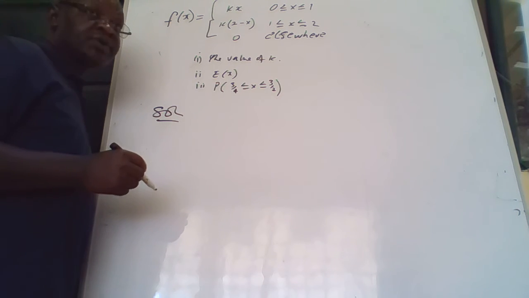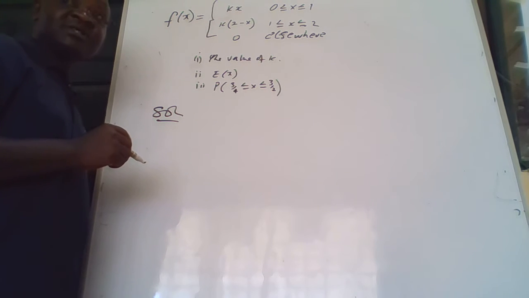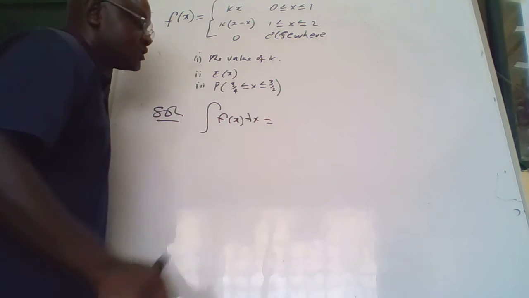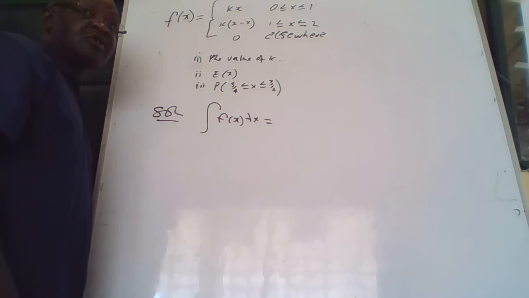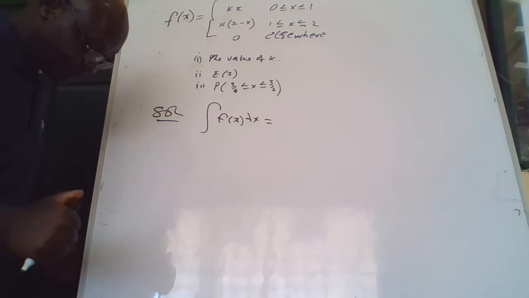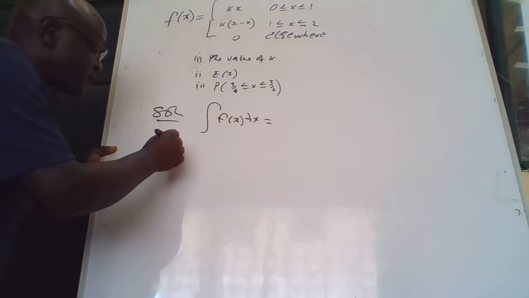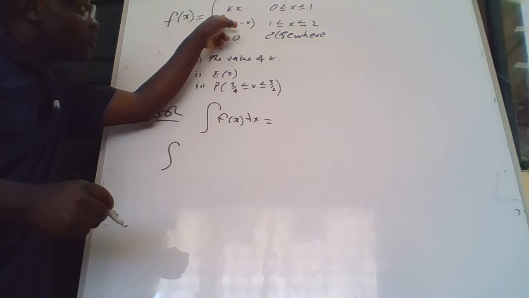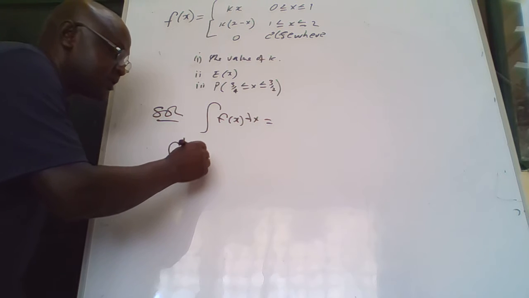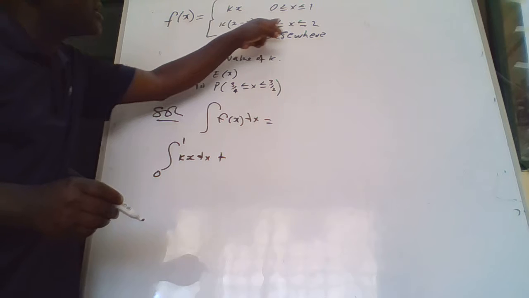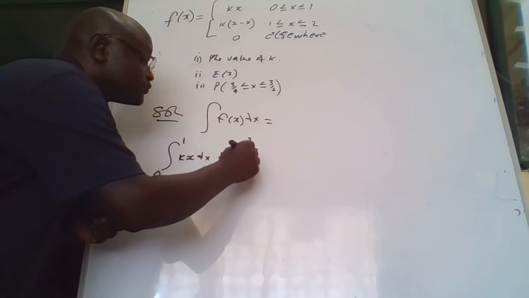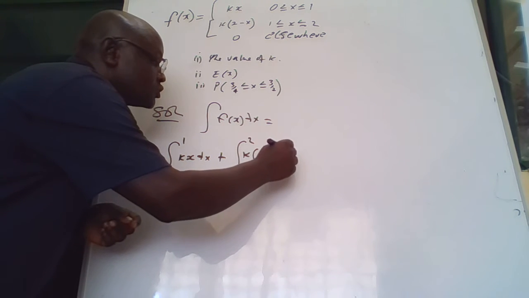Solution. We want to get the value of k. Now we know that for a probability density function, the integral of f of x dx must give us 1 for a continuous variable. Therefore, we shall apply this property to get the value of k. We integrate the first interval from 0 to 1, where f of x is kx dx, plus the second interval from 1 to 2, where f of x is k into 2 minus x, and it must give us 1.